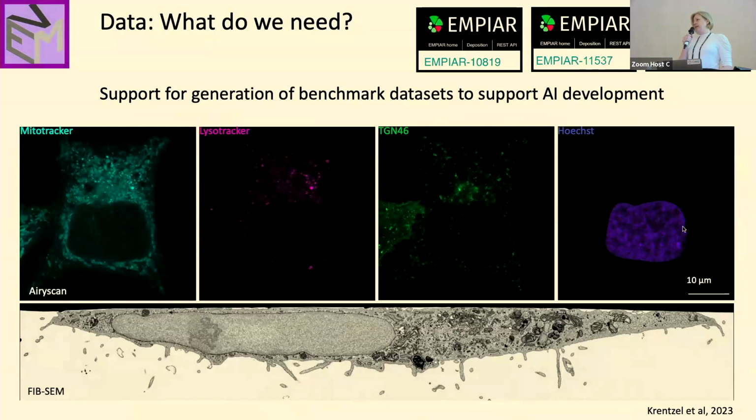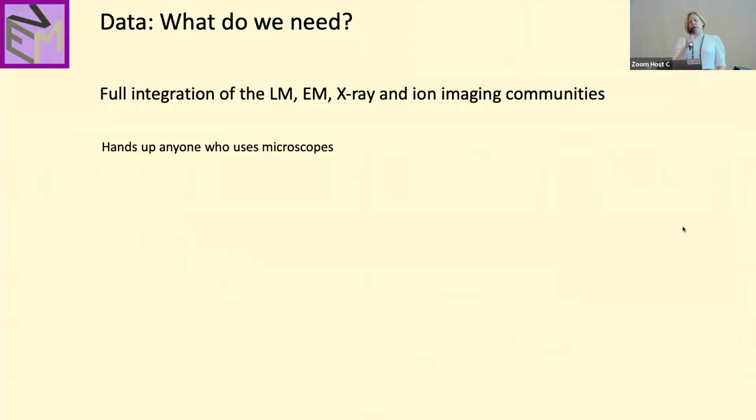We've been generating benchmark data sets. So here we've got a correlative light and EM benchmark, which we use to develop some automated software to register light and EM. And that's gone up to EMPIAR. And I think that kind of data is extremely useful for AI development. And we can generate that at the microscopy end, but it comes with a cost, so we need support for that. We need full integration of the LM, EM, X-ray, and ion imaging communities.